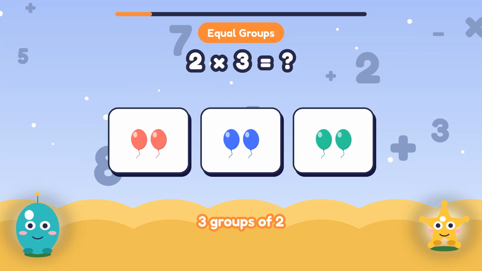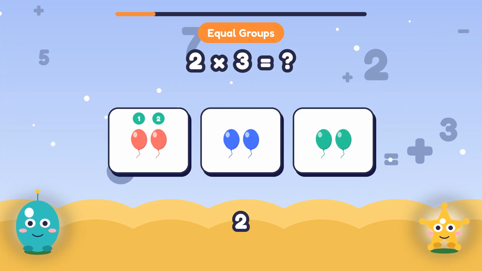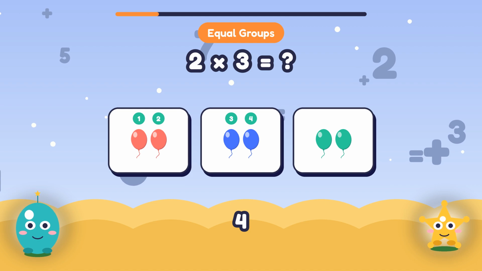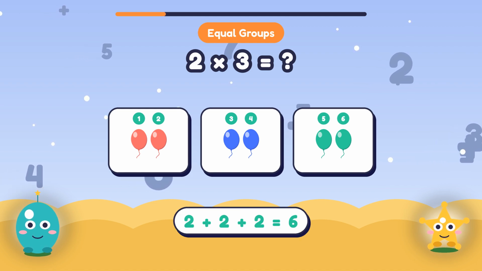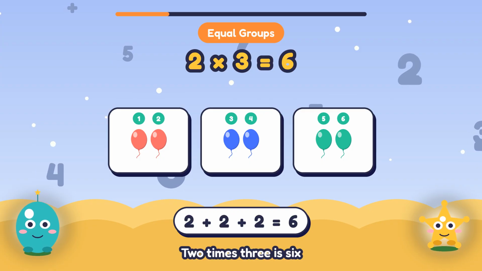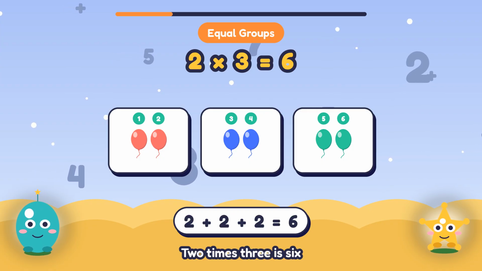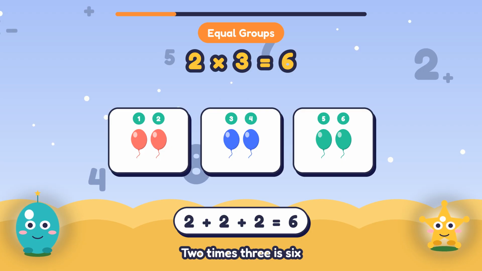3 groups of 2. 1, 2, 3, 4, 5, 6. 2 plus 2 plus 2 is 6. 2 three times is 6. 2 times 3 is 6.